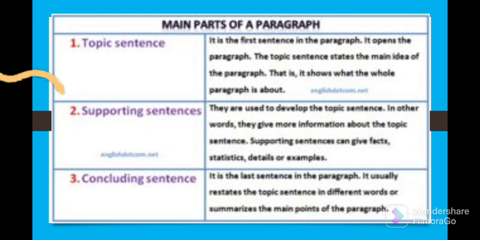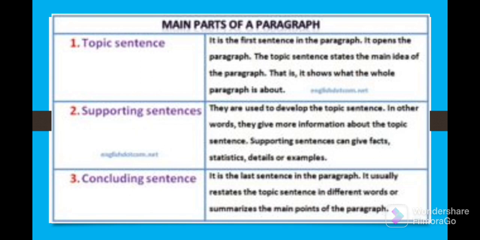Next is supporting sentences. They are used to develop the topic sentence. That means, to improve the topic sentence. In other words, they give more information about the topic sentence. Supporting sentences can give facts, statistics, details or examples. Details about the topic sentence.